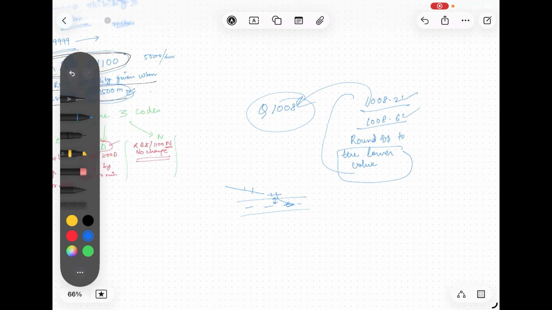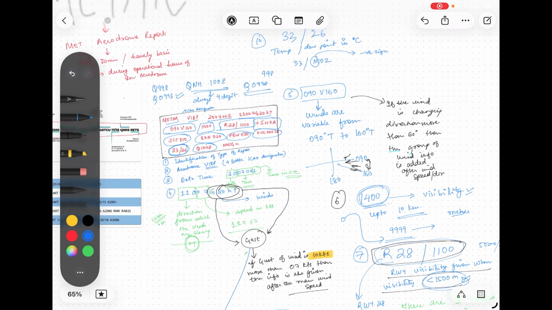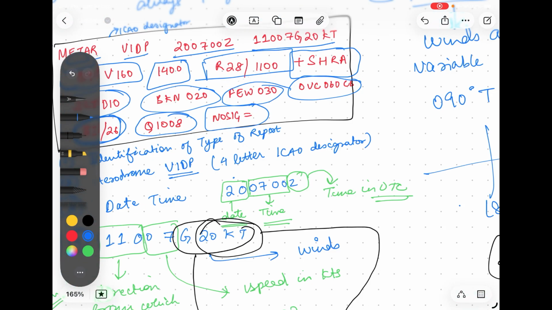Okay, great. Now in the last part, I think we're almost done with this METAR and I love it. So NOSIG. What does that mean?